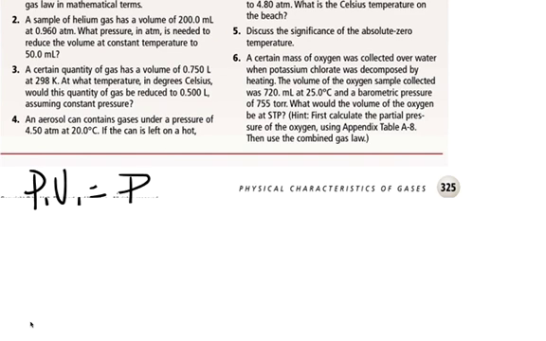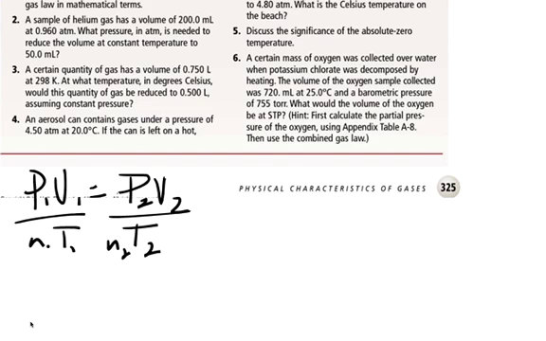So we said P1 V1 over N1 T1 equals P2 V2 over N2 T2. Okay, if I read number one, it says we have a sample of helium gas. It has a volume of 200 milliliters. So I'm going to assume those are my initial conditions, so I'm going to put this value in for V1. And it's at 0.96 atmospheres, so that is going to be my P1.